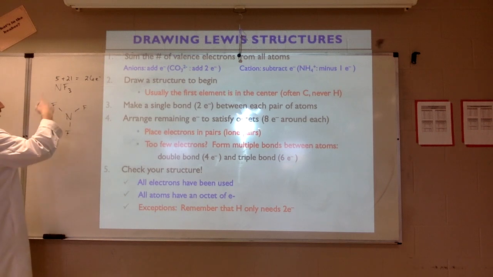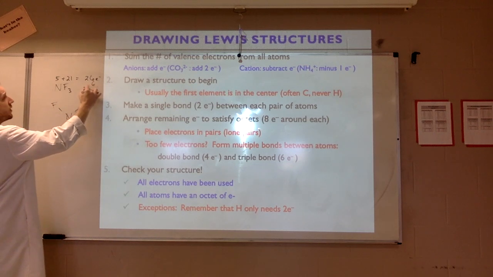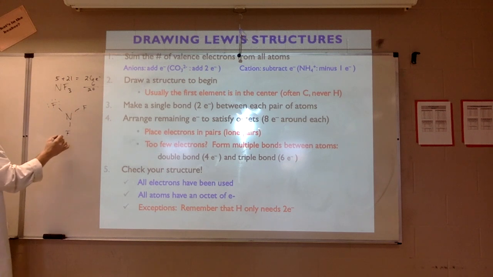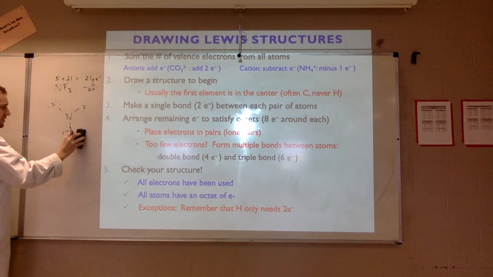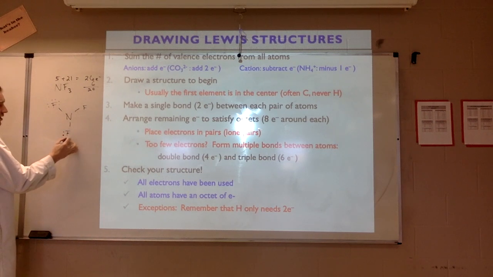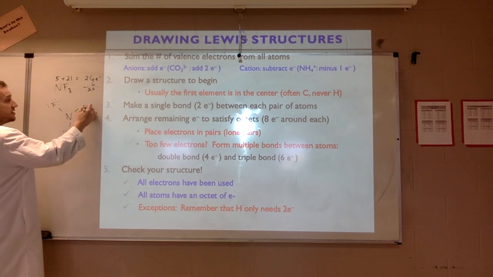And so if we look here, we've used 2, 4, 6. We've got 20 left. Now I'm going to fill up our outside ones. I usually do dots. Some professors will do a line indicating 2 for each. It's just kind of personal preference. I usually think it's easier to denote that these are lone pairs by doing the single dots.